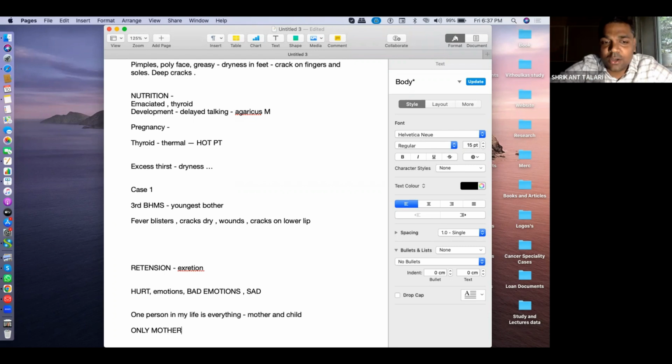Nobody else can understand when the child weeps, whether this is a pain weeping or a hunger weeping, whether this is a need for being carried. Just by hearing the cry, only the mother can understand. Yes or no? But the problem with Natrum is, even after the mother is dead, they feel the other person should also understand without me telling what I want to say.